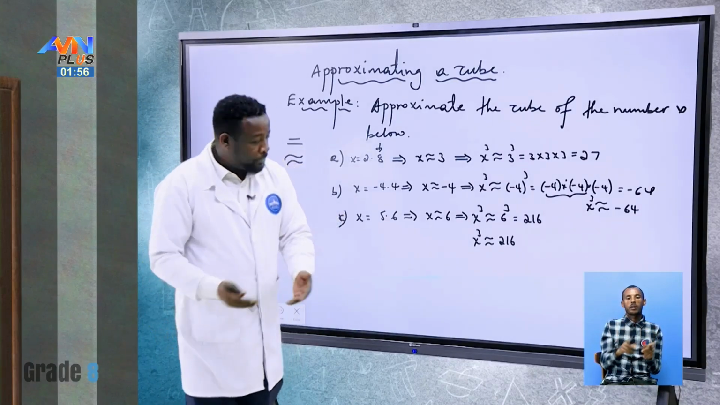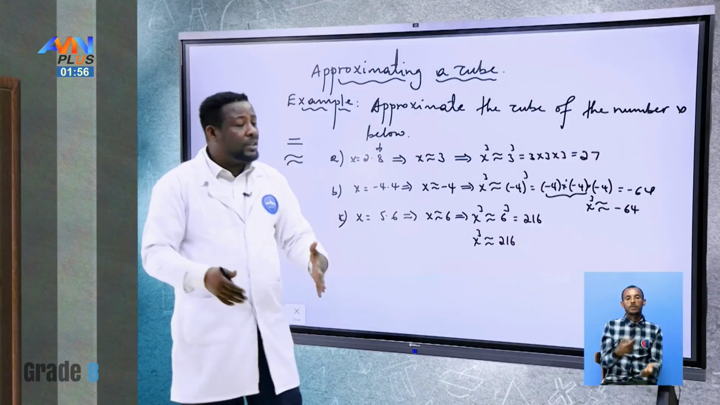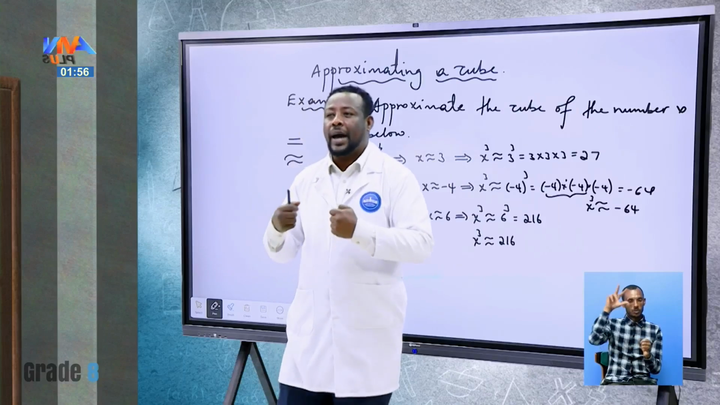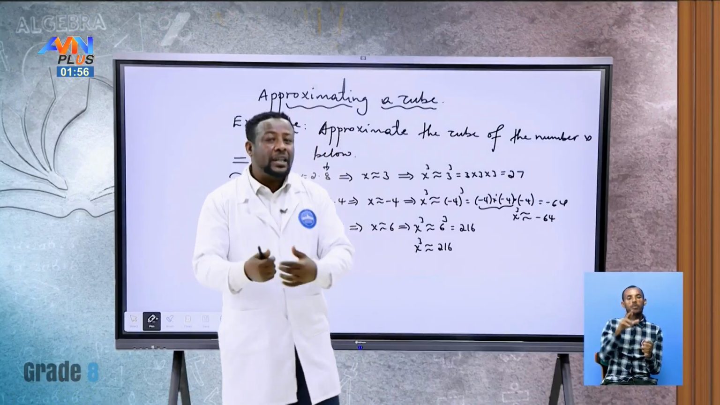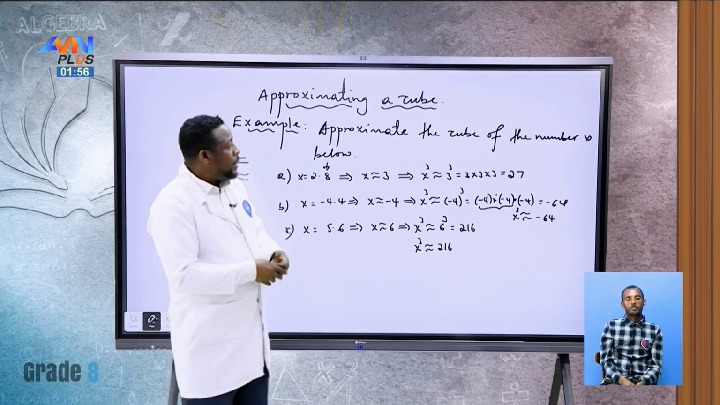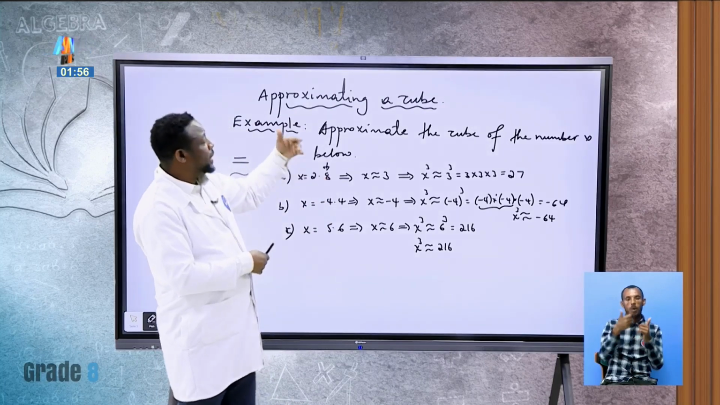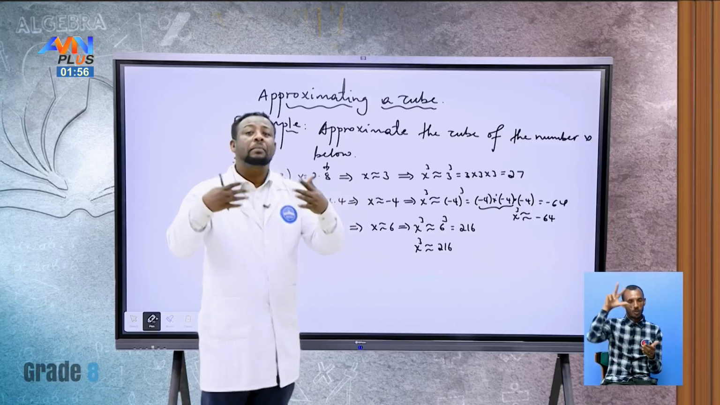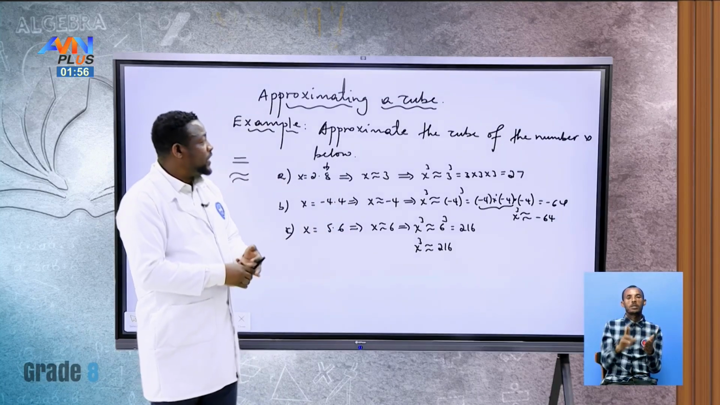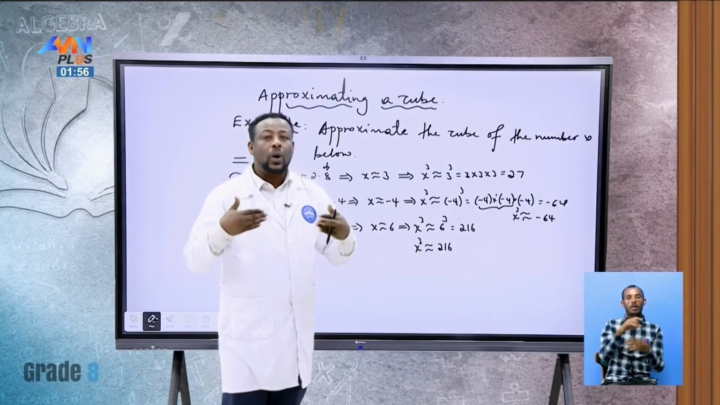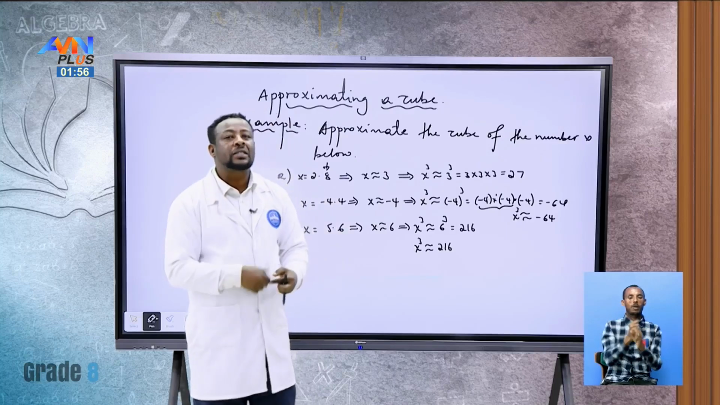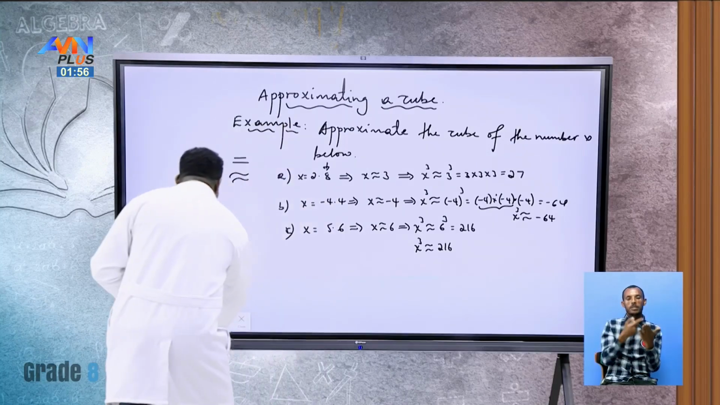In this lesson, we have seen how we calculate the square root of a number, and how we calculate the cube of a number. We have also seen how we approximate the cube of a number. So these are the points of discussion for today. Based on what we have seen so far, I will give you a homework regarding this lesson. So these are your homework.